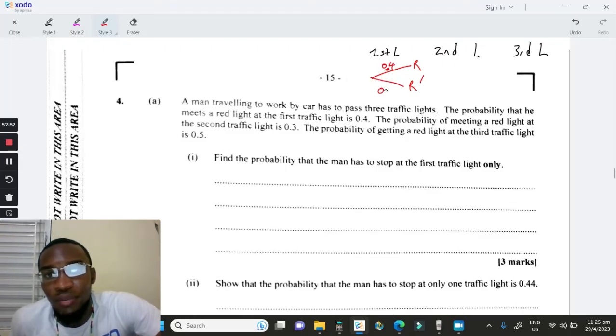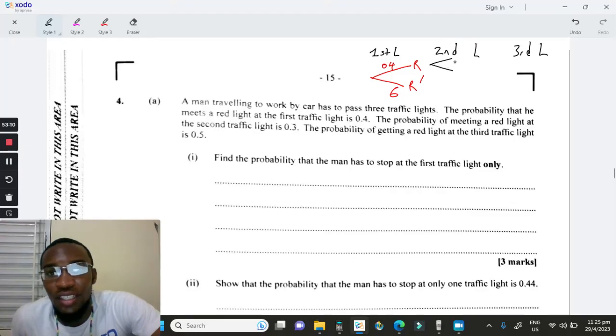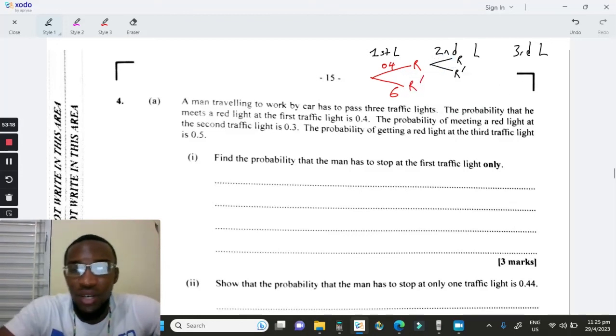And then the chance that he doesn't meet a red is 0.6. Cool. Now, for the second light, it says the probability of meeting a red at the second light is 0.3. So now if we go to the next one, red or not red, to meet a red on the second one is 0.3.